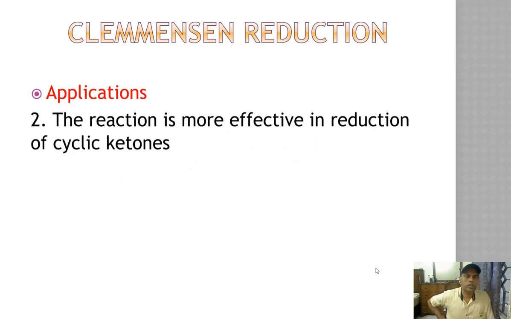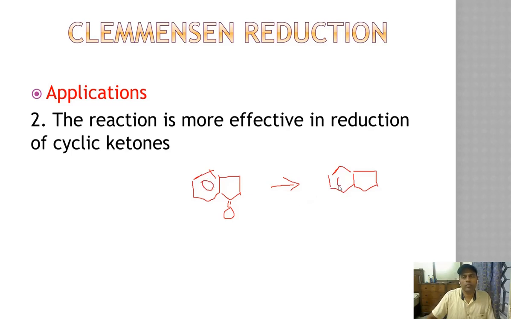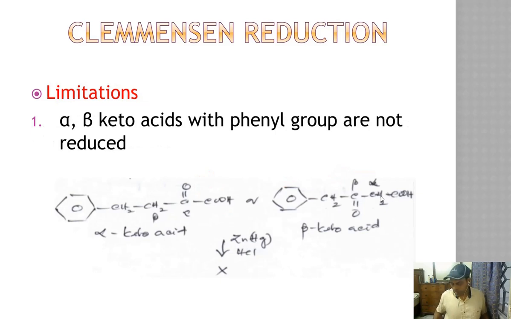Alright, next application, the reaction is more effective in the reduction of a cyclic ketone. Suppose you have a cyclic ketone like this. This is a cyclic ketone. You can convert this using Clemmensen reduction, or you can remove that cyclic keto group. So you can convert that to this product. So you can remove that cyclic ketones. So next are the limitations in this reaction. What are the drawbacks in the reaction?